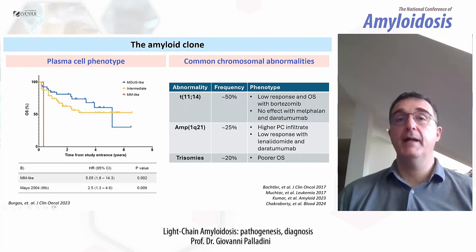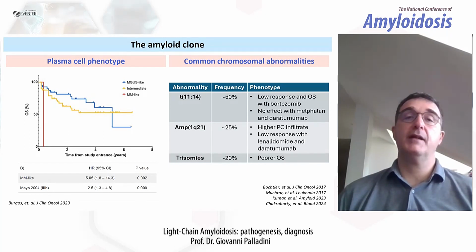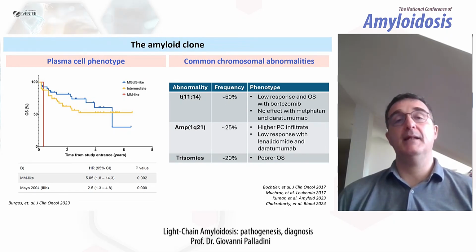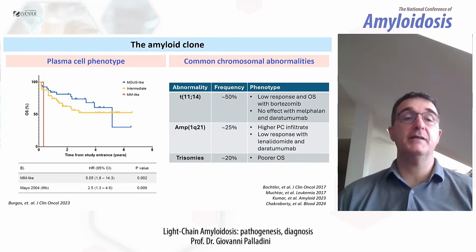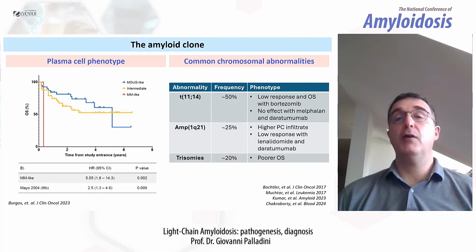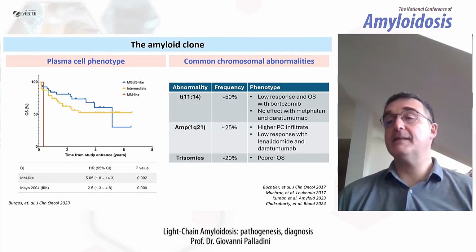And what about the clone? Is the clone really not important when staging AL amyloidosis? Well, we can have a myeloma-like phenotype. This was a study by the group in Pamplona by Bruno Paiva, who demonstrated that very few patients with a multiple myeloma-like phenotype exist, and have, as you can see here, a very bad survival.